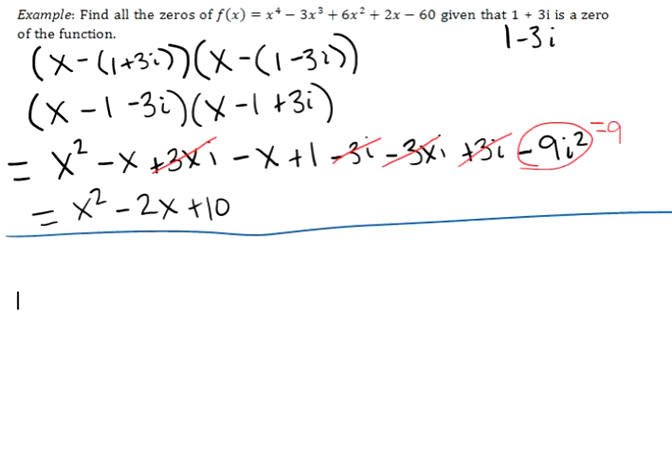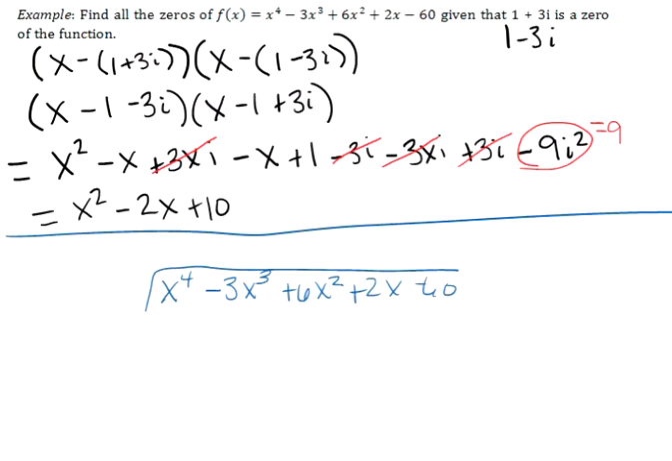So a couple sections ago we learned how to do long division of polynomials. We know how to take x to the fourth minus 3x to the third plus 6x squared plus 2x minus 60 and divide it by the polynomial that we just found, x squared minus 2x plus 10. That's what we need to do in order to figure out what the other two factors will be. Our solution to this will probably be factorable into the real number system.